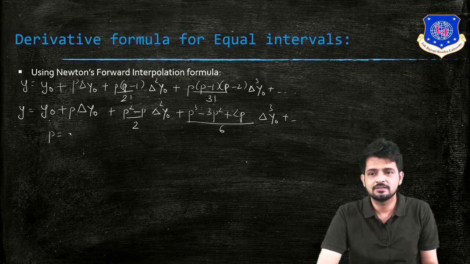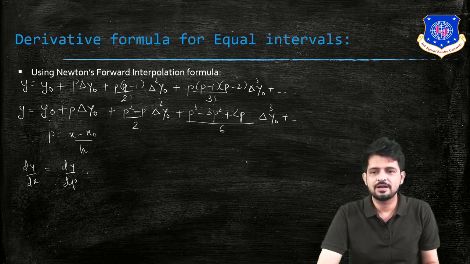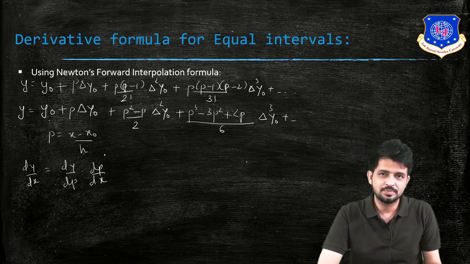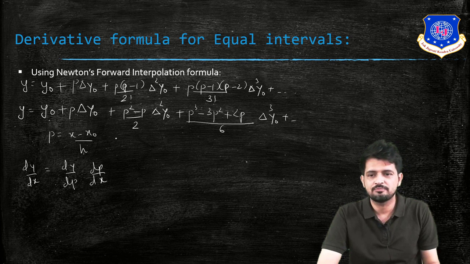Now what is the value of p here? P can be written as x minus x0 upon h. So if I want to find dy by dx, how I can find dy by dx? See, dy by dx can be found by dy by dp into dp by dx. Okay, because p is a function of x and y is a function of p. From this, what will be the value of dp by dx?